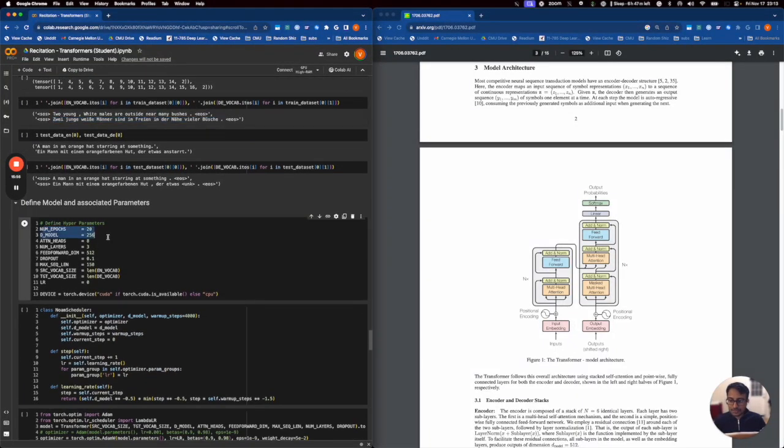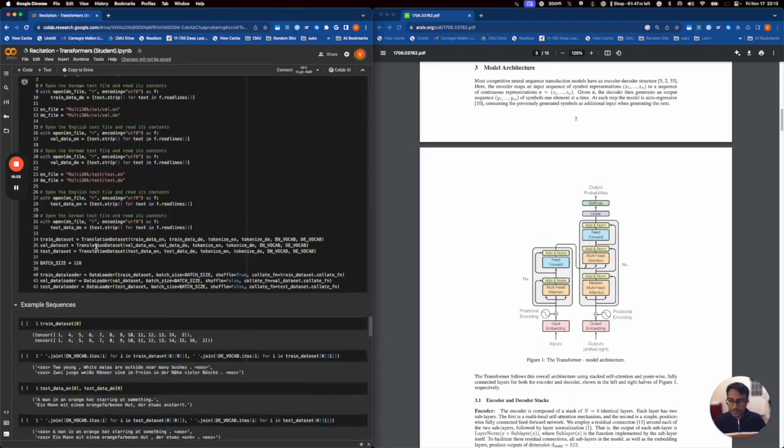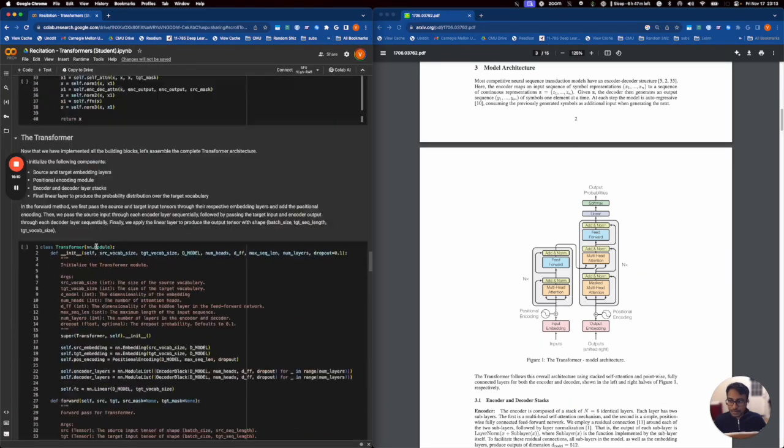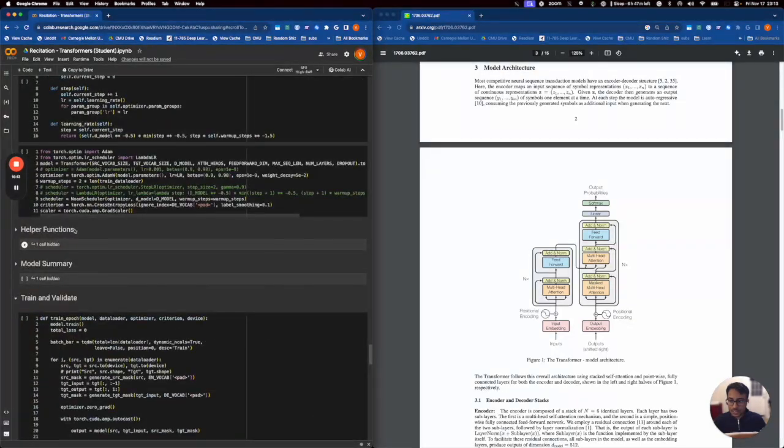We're going to train it for 20 epochs here. D model is 256. You have 8 attention heads. The number of layers is 3 encoder and 3 decoder blocks. Feed forward dimension is 512. Dropout is 0.1. Max sequence length is 150 here. I think we're kind of set.